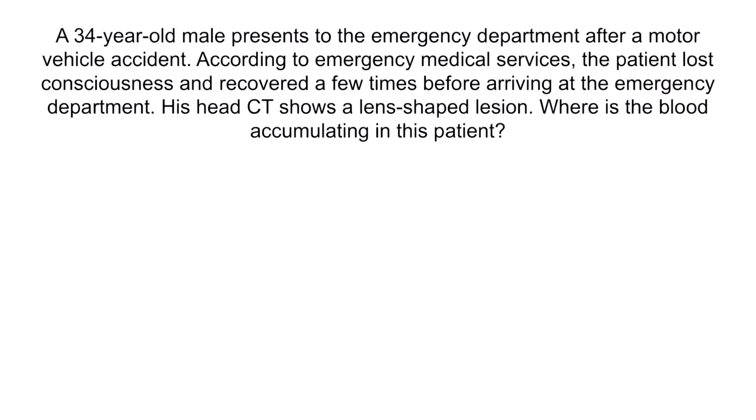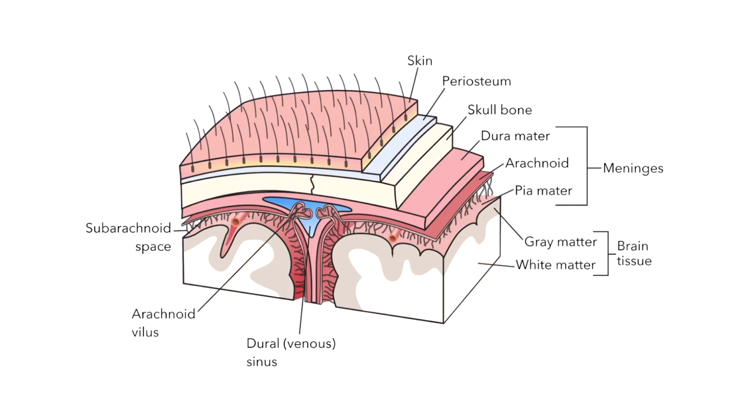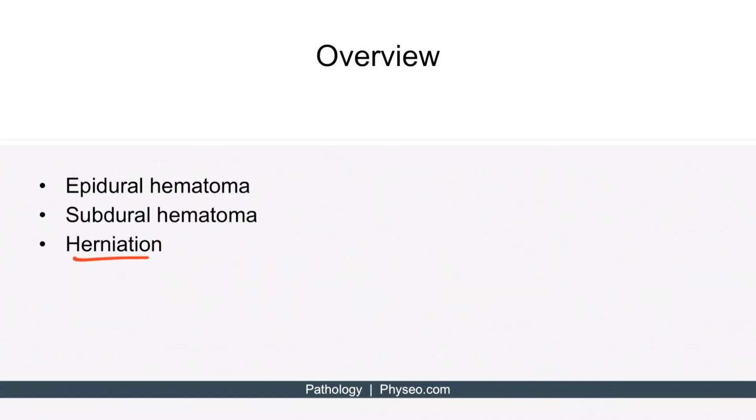All right, this is a 34-year-old man who lost consciousness and recovered a few times after a motor vehicle accident. We're also told that a head CT shows a lens-shaped lesion. Someone with a lucid interval after a head trauma, as well as a CT showing a lens-shaped lesion, confirms the diagnosis of epidural hematoma. Blood accumulates in between the dura mater and the skull due to rupture of the middle meningeal artery. So the correct answer to the question is between the dura mater and the skull. Again, in someone with an epidural hematoma, the blood accumulates right here, which is between the bone and the dura mater.